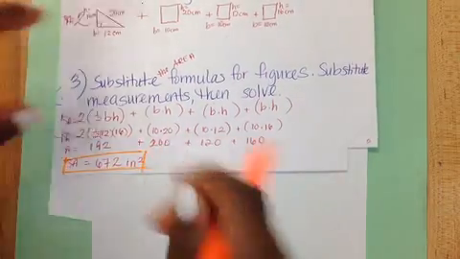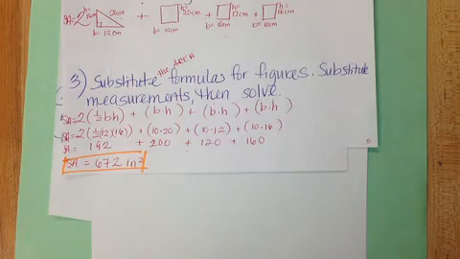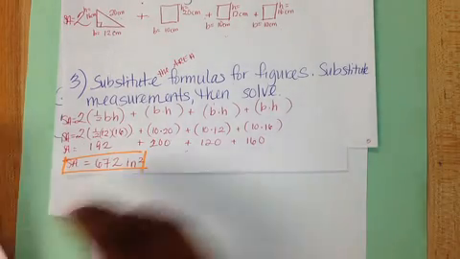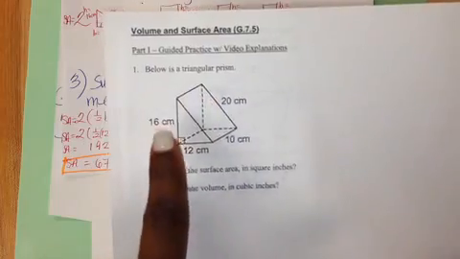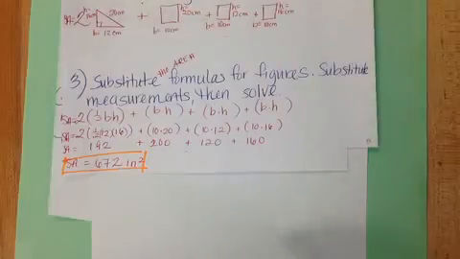So the surface area of this rectangular prism is 672 inches squared, which basically means that the areas of all of the faces of this rectangular prism that we started with, the area of each one of these individual faces added up gives you 672.